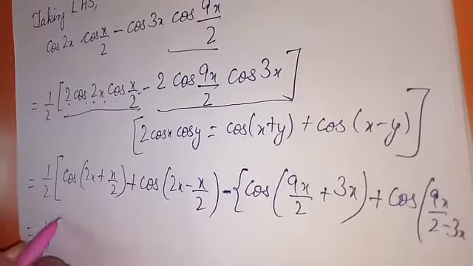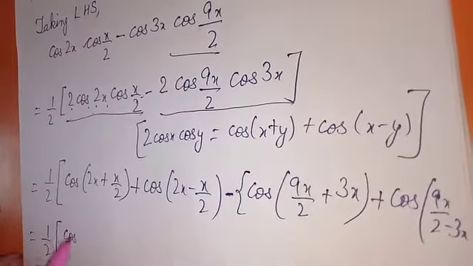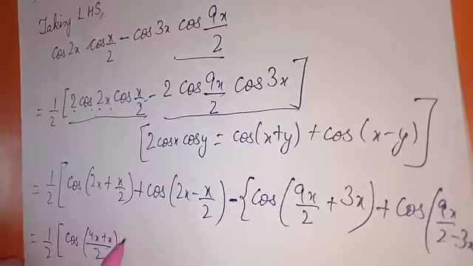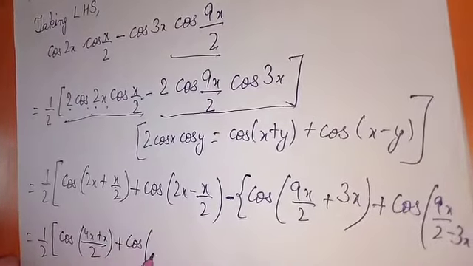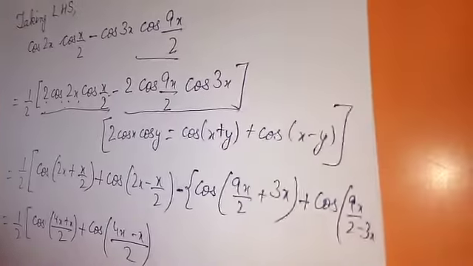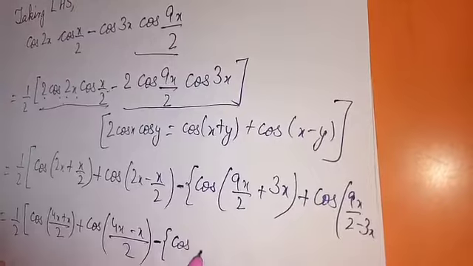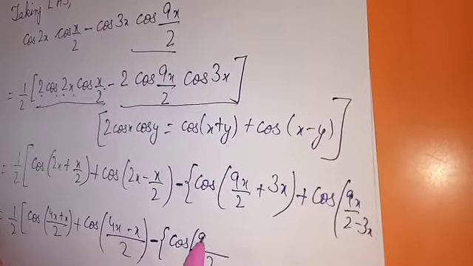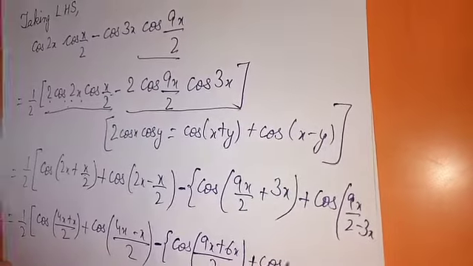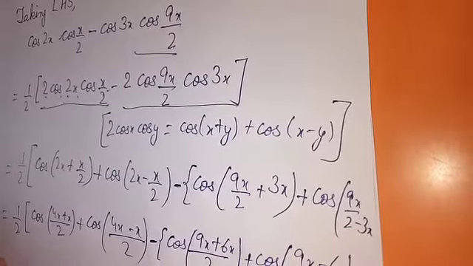so it will be 1 by 2 cos of 2x plus x by 2 is, taking 2 as LCM, 4x plus x plus cos of, here also taking 2 as LCM, 4x minus x minus cos of 2 as LCM, 9x plus 6x plus cos of, here also 2 as LCM, 9x minus 6x.